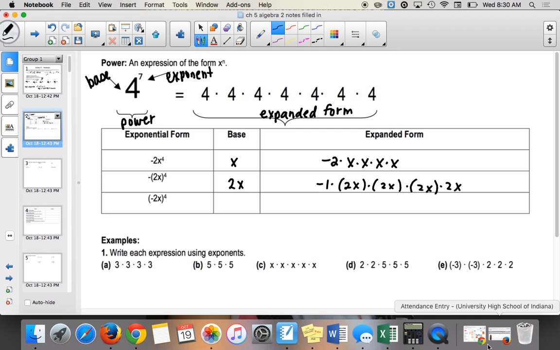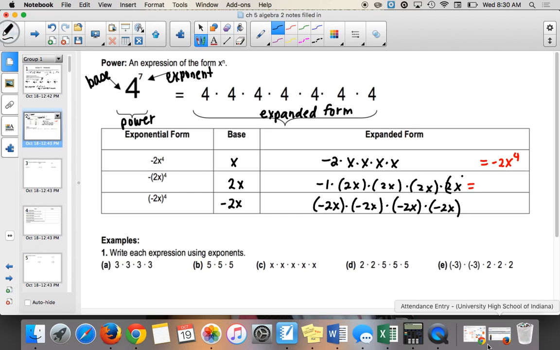Okay, and then the next one, do you guys see the base for this one? Yeah, it's negative 2x, exactly. So it's going to be negative 2x times negative 2x times negative 2x times negative 2x. And all of these actually have different values. So if I went ahead and multiplied it all out, like simplified, the first one would be negative 2 times x times x times x times x. That's the one that is negative 2x to the fourth.